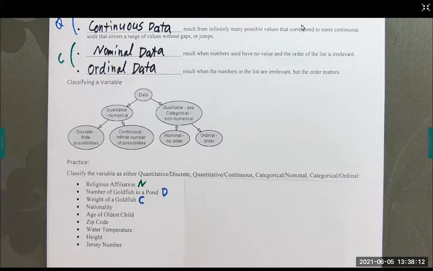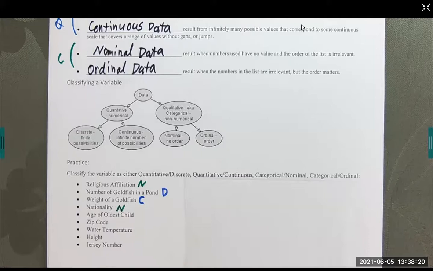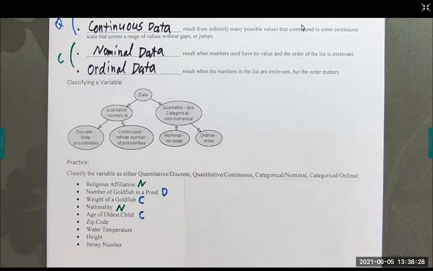Next up is nationality. Nationality is definitely nominal. The age of the oldest child, that one is going to be continuous. Now, again, we think of our ages in discrete terms. So when I say that I'm 48 years old, I'm not exactly 48 years old. I'm 48 years old, so many months, so many days, so many minutes, so many seconds, and so on. And you can see there's even time in between each second, right? In fact, there's an infinite number of time between 1 second and 2 seconds. So that's why we consider that continuous.